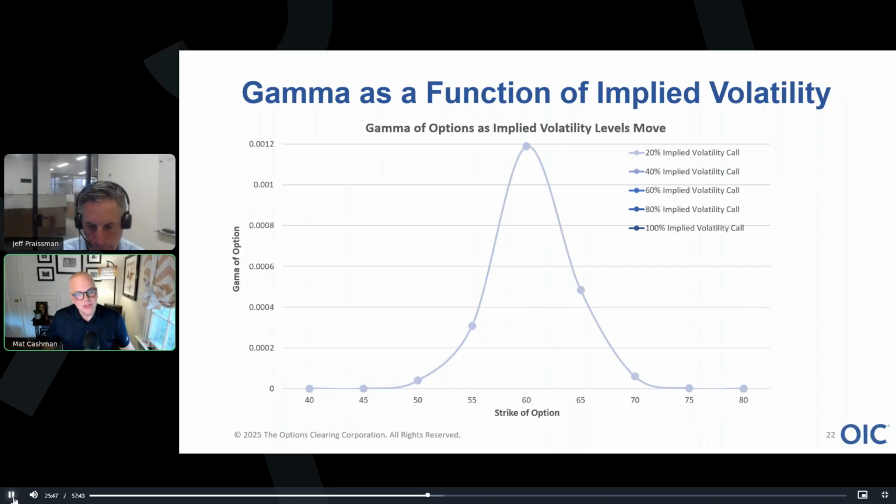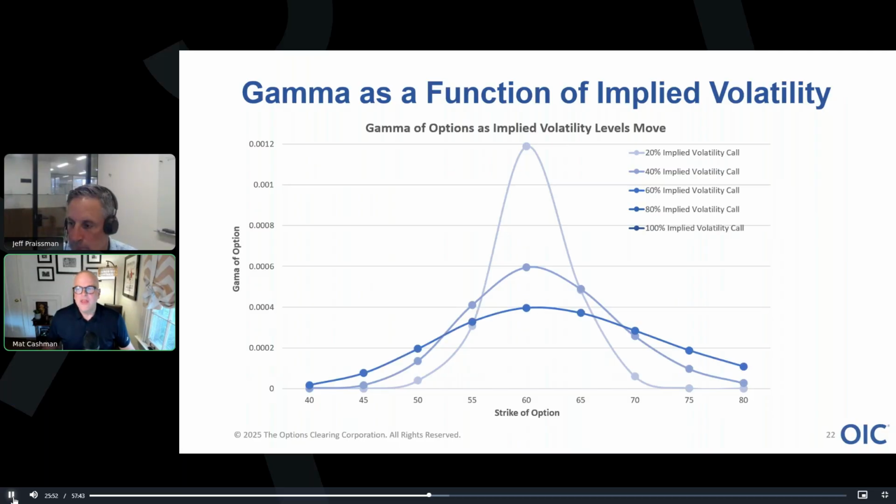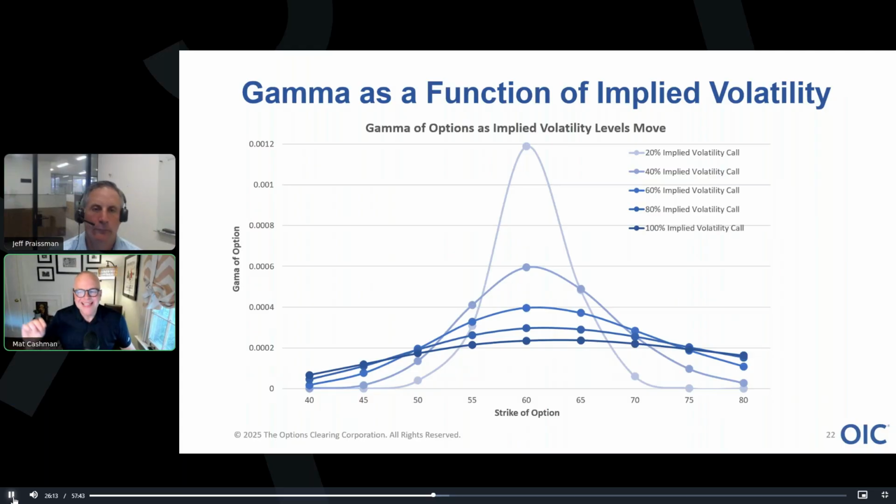Now look what happens to the gamma of options as you start to raise the vol. That's what it looks like on a 40 vol. That's what it looks like on a 60 vol. That's what it looks like on an 80 vol, and that's what it looks like on a 100 vol. The thing I want you to notice here is the same thing that I've been talking about this whole time. As you raise implied vols, things flatten. That means that options that didn't have gamma before might have gamma now. But it also means that the options that are right at the money that had all the gamma in an environment where the vol is through the roof are going to have significantly less gamma than they had previously.